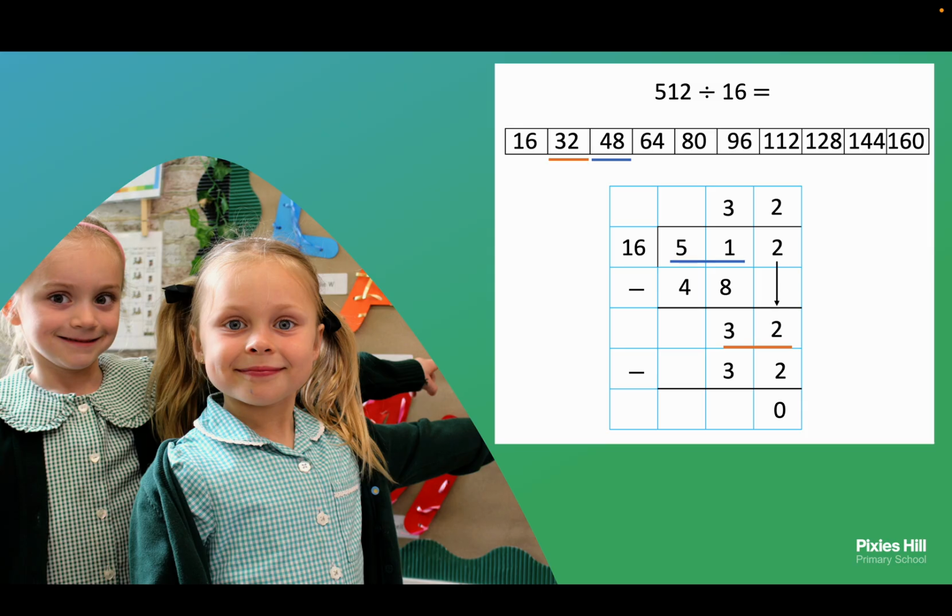How many times does 16 go into 32 without going over? 2 lots of 16 go into 32 and 2 times 16 is 32 and this is then recorded under the 32. A subtraction happens to find remainders and on this occasion there are no remainders and nothing to bring down. The calculation here is complete.